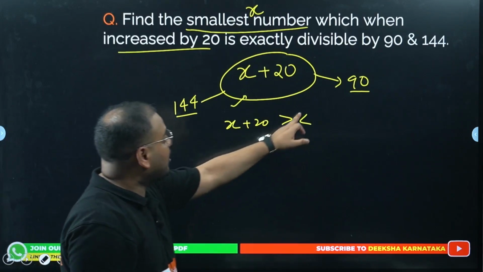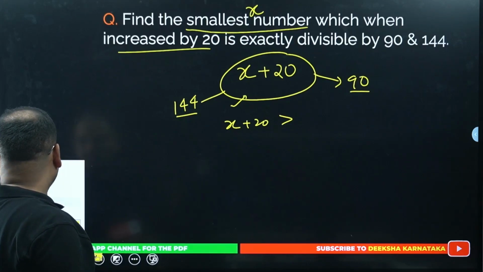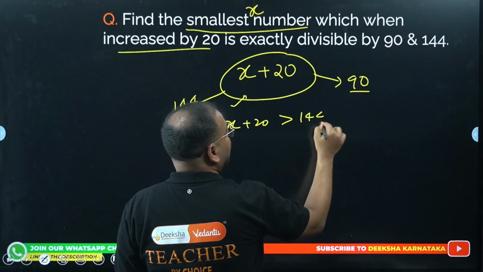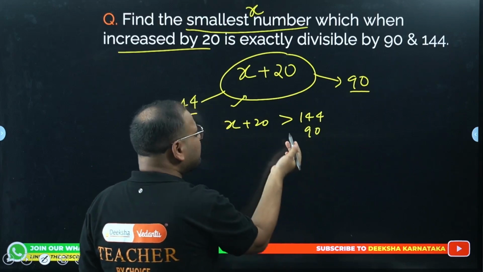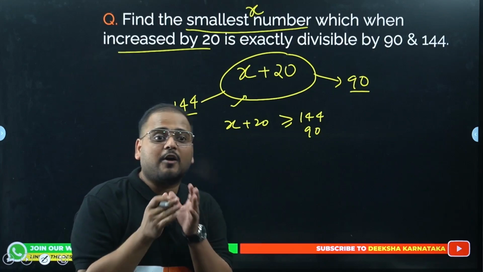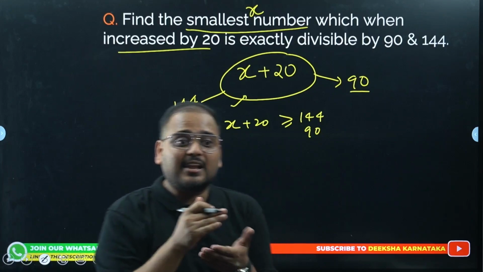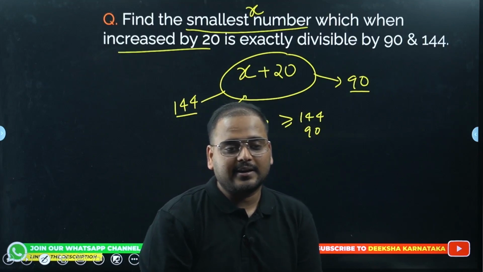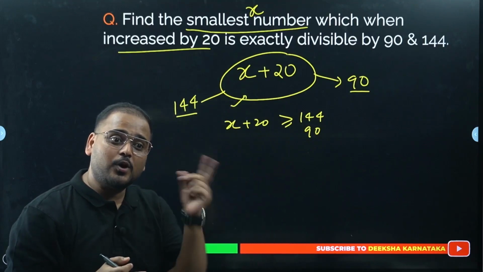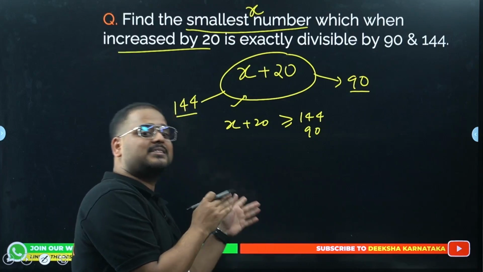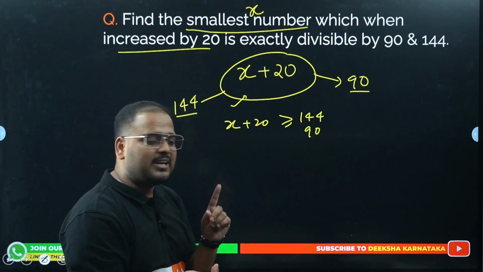Think, it will always be greater than 144 and 90, or it can be equal to also. That's the LCM, no? LCM of any given number will always be greater than or equal to the number, right? But HCF is just the opposite, it will always be equal to or less than the given number. We have seen so many times.